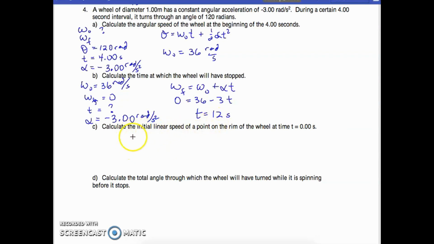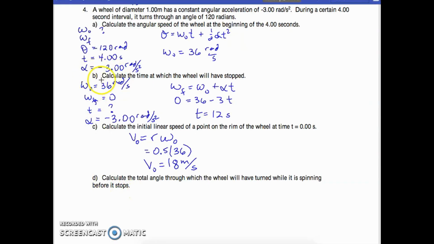The linear speed of a point on the rim is related to how far away from the axle it is, as well as how fast it is spinning. And in this case, let's calculate the initial speed, so that will be omega, corresponding to omega naught. So the radius is 0.5 meter, because the diameter is 1 meter, and the original speed is 36, so the original linear speed of a point on that rim is 18 meters per second.